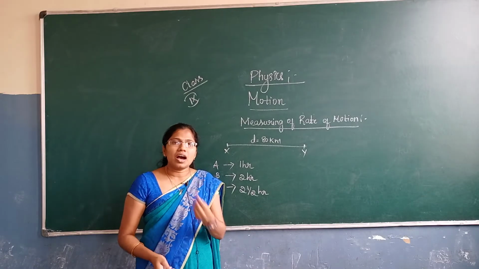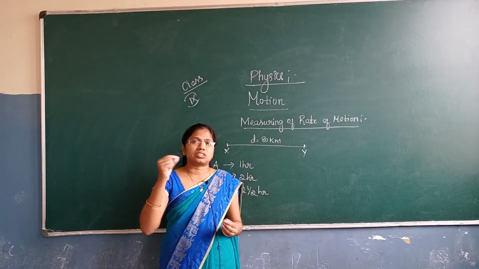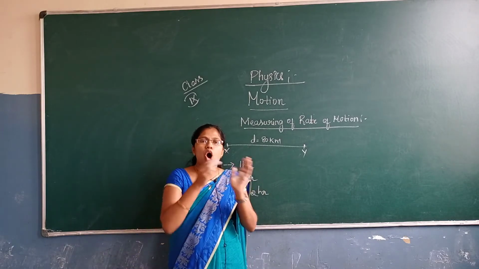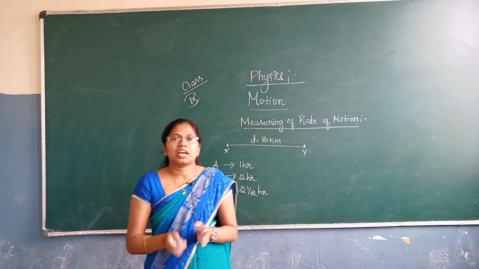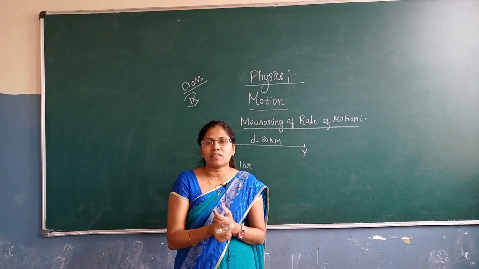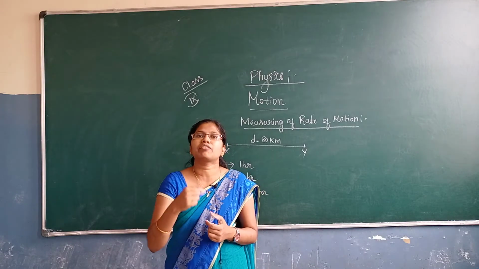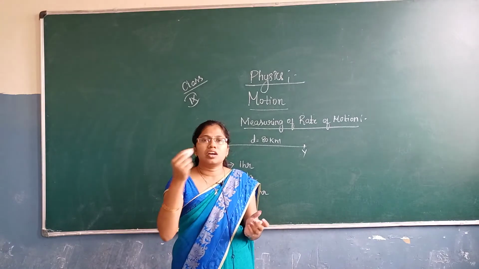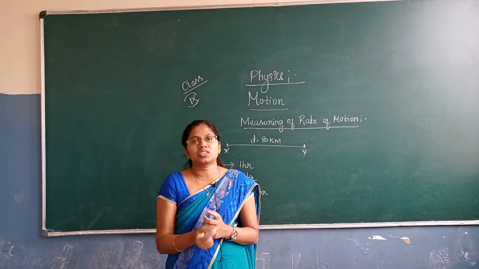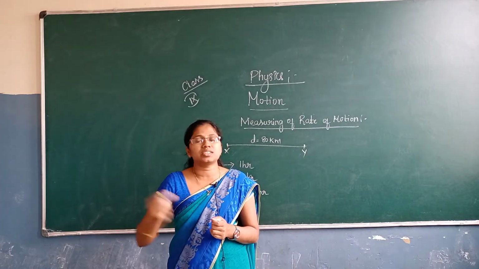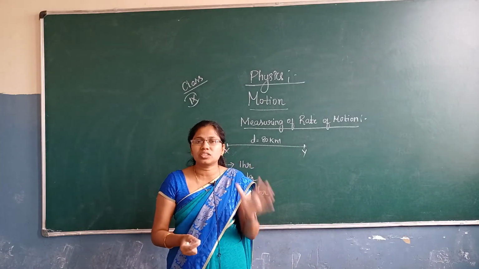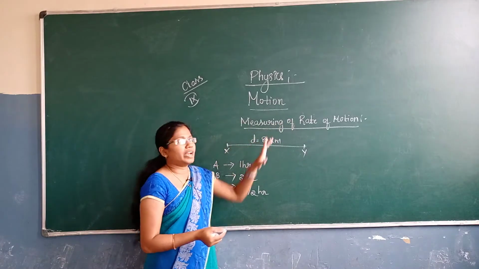Then how are we going to find out the distance traveled by an object in unit time? For example, in a particular time, say 1 hour, how much distance has the object traveled? Or for 2 hours, how much distance has it covered? So how to find this, or how to measure this rate of motion?